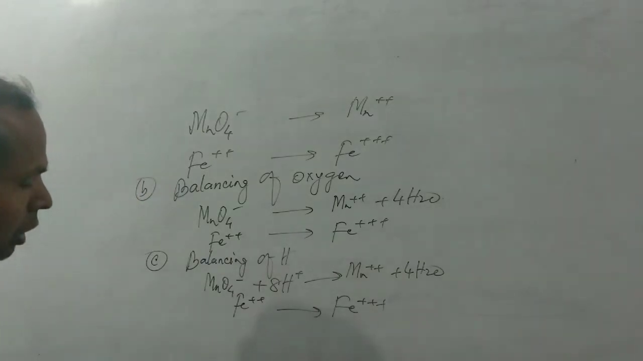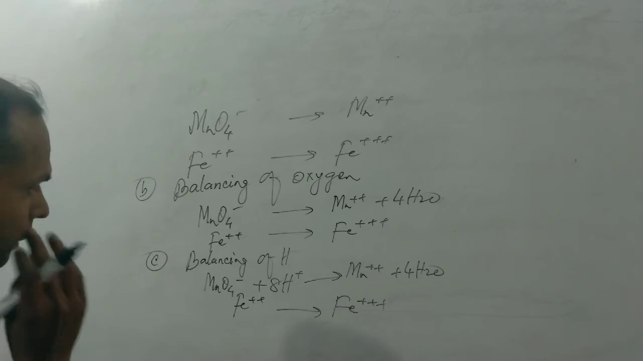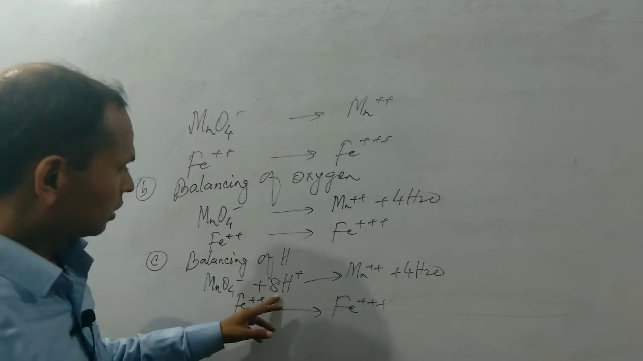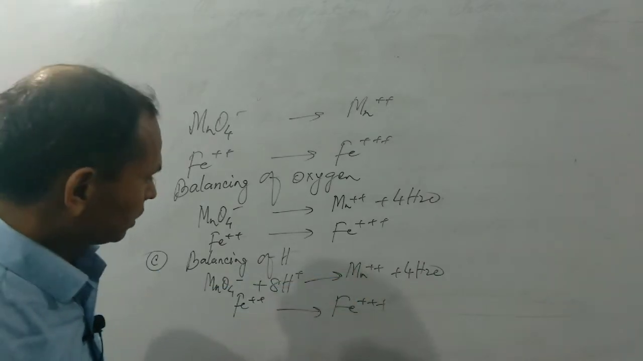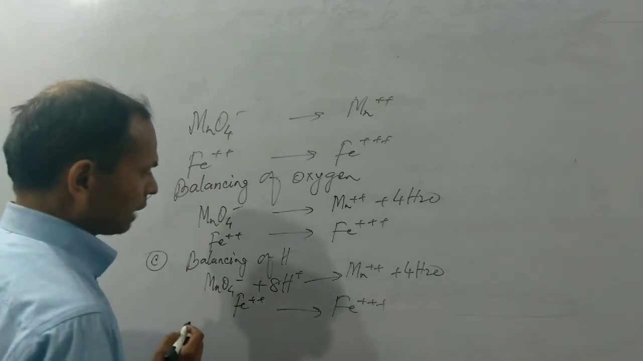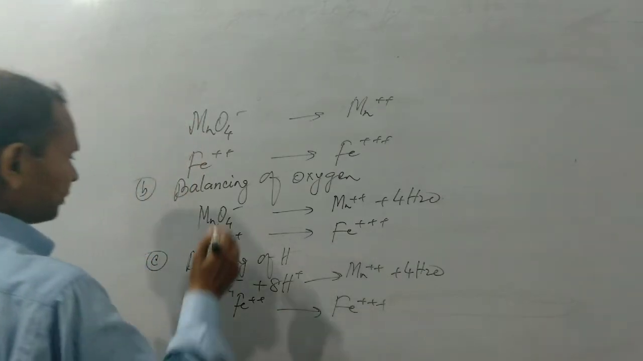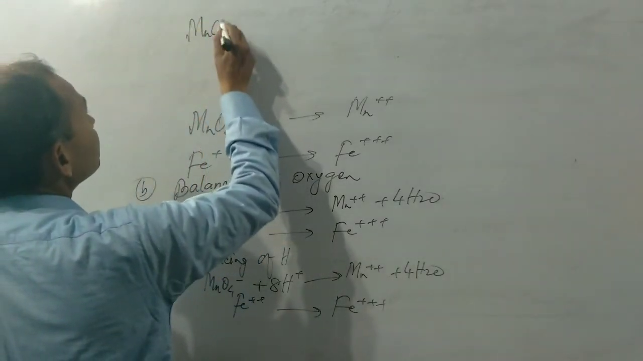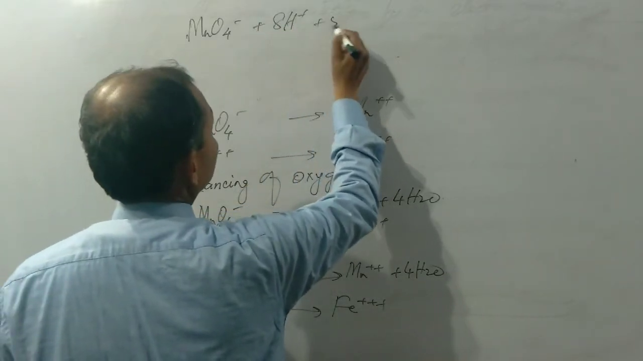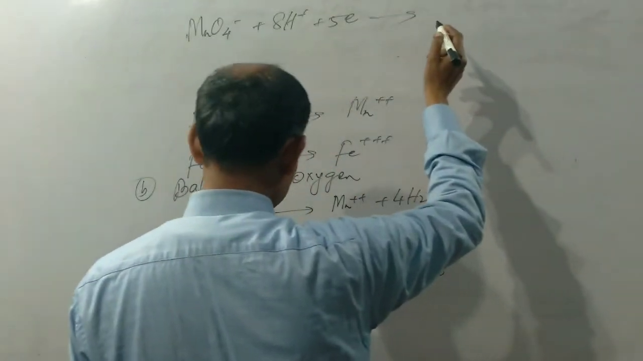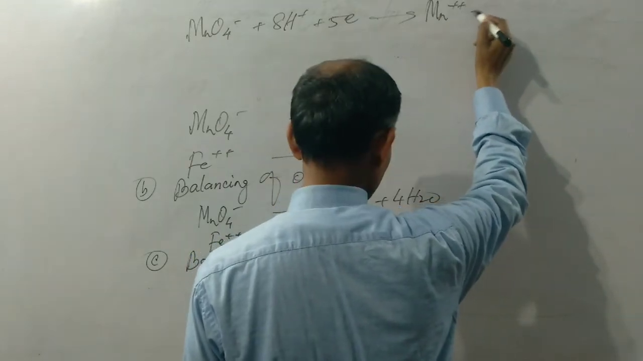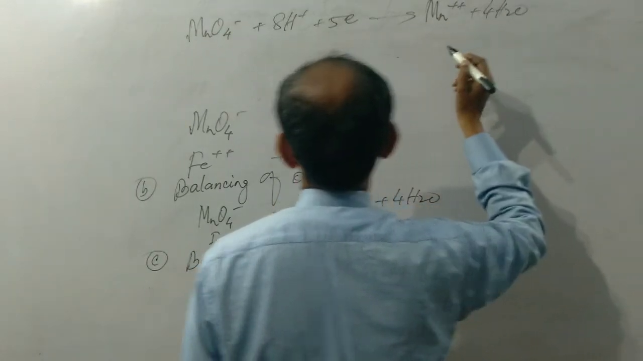First, we have to calculate the number of ions in the reactant side and the product side. 8 plus and 1 minus, that is 7 plus, and 2 plus in the right. So 5 plus is more in the left side, so 5 electrons will be added to the left. MnO4 minus plus 8H plus plus 5e. 5 means 5 electrons are added. Gives Mn plus 2 plus 4 H2O.